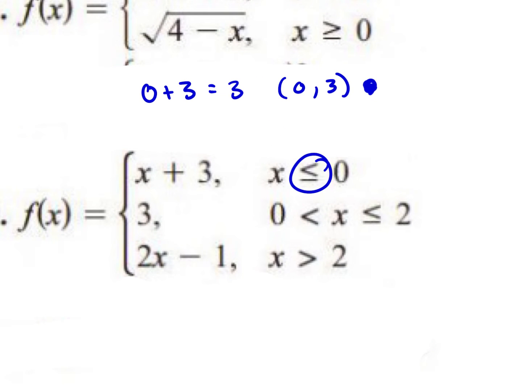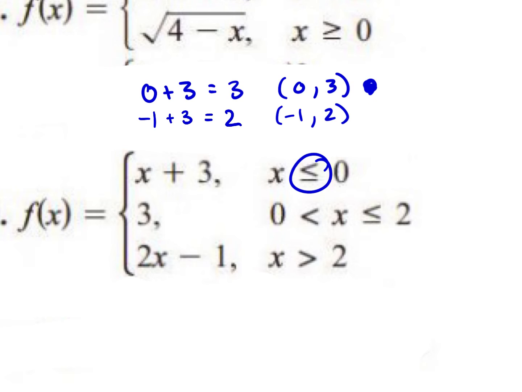What's another number I can plug in here? -1. Anything less than 0. So let's plug in -1. -1 plus 3 would be 2. So I plugged in -1 and got 2. And the second point just tells me the direction.